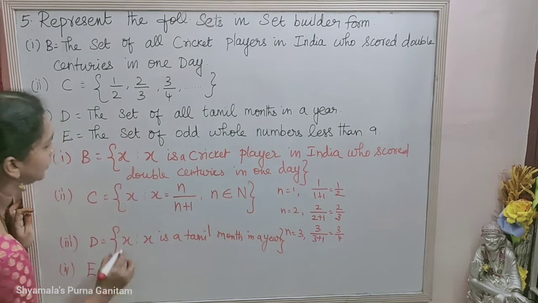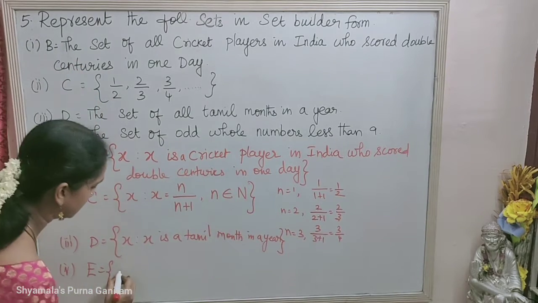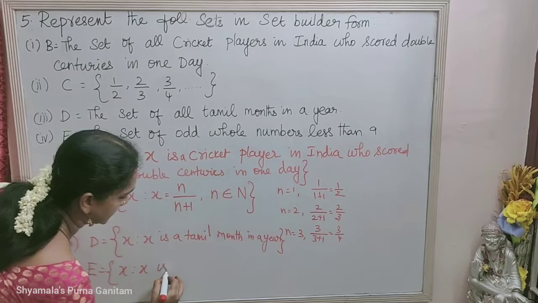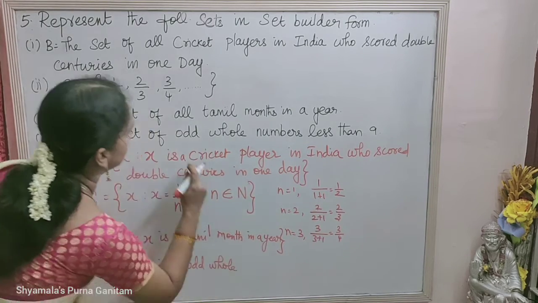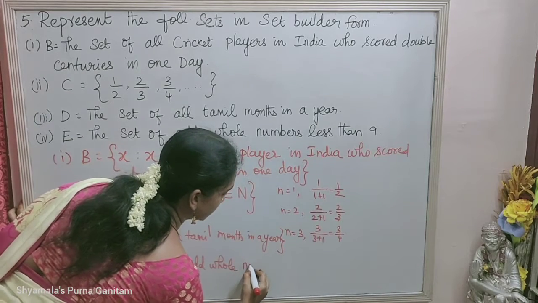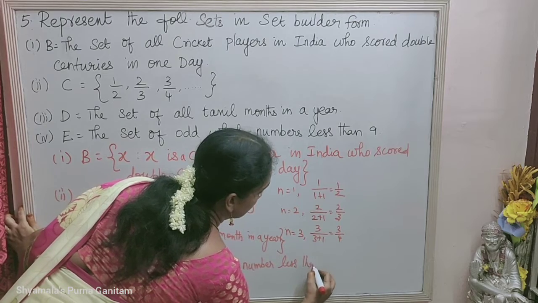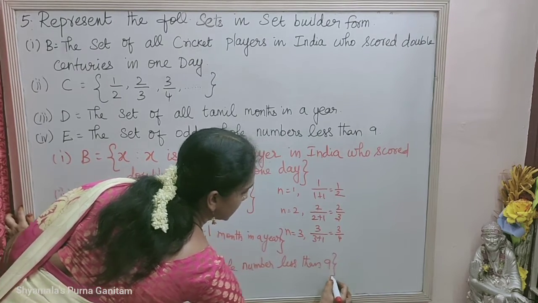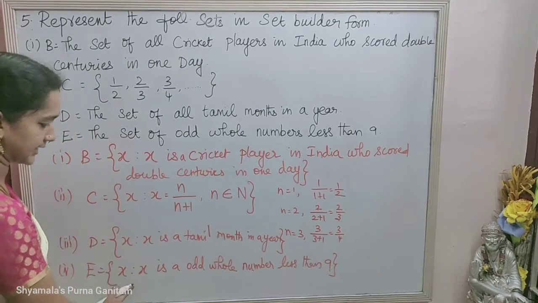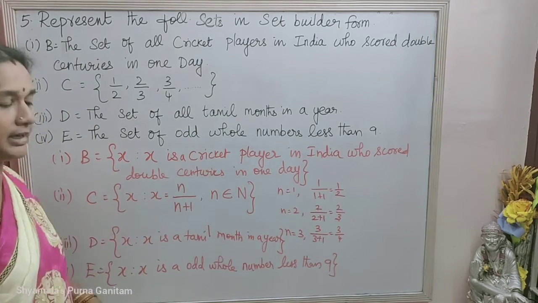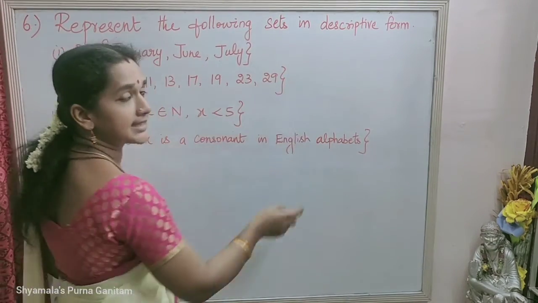Then the fourth one is E. E is equal to the set of odd whole numbers less than 9. X such that X is an odd whole number less than 9. So whatever is given in the question, if you write the same thing, that is enough. X such that X is an odd whole number less than 9. That's all.